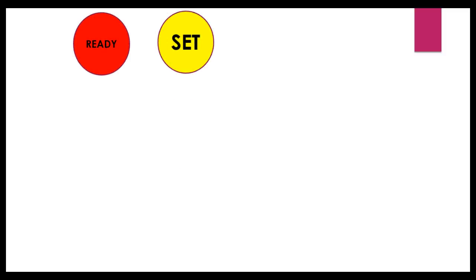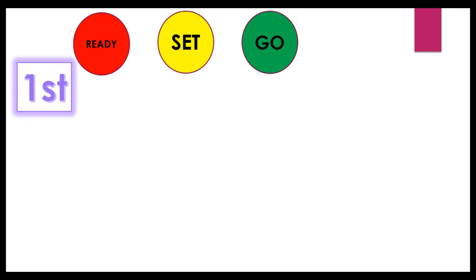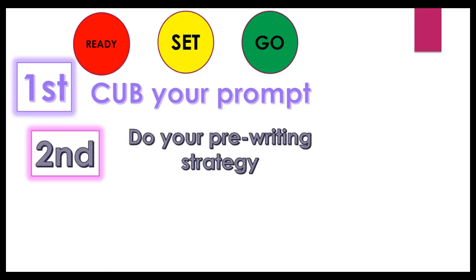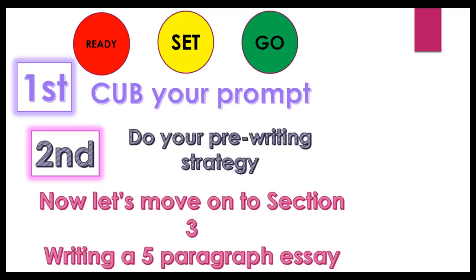Are you ready? Ready, set, go! Remember, first you cub your prompt. Second, you do your pre-writing strategy of a bubble organizer or a table. Remember, you can expand your bubble organizer to as many bubbles as you need to cover your prompt, or expand your table to cover as many facts as the prompt asks you for. Now, let's move on to section 3 for writing a 5-paragraph essay.